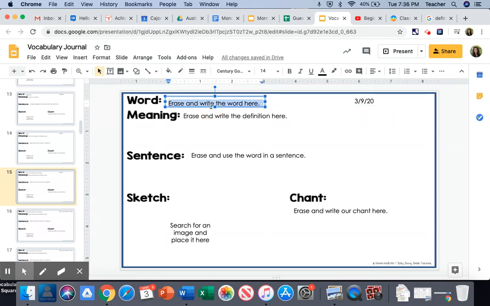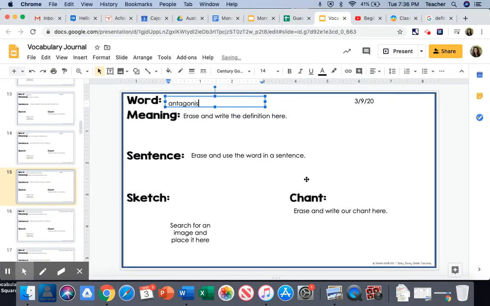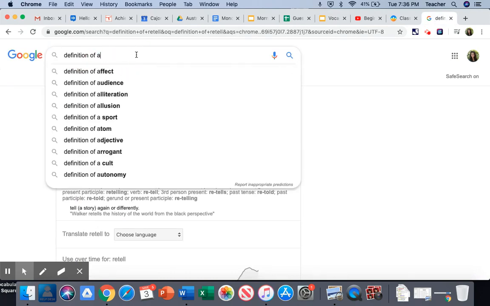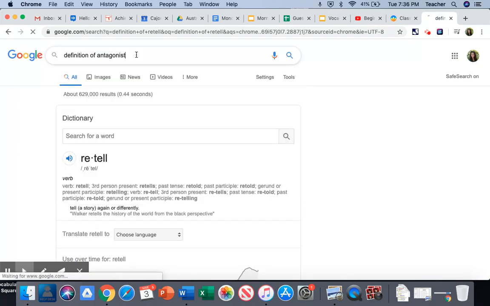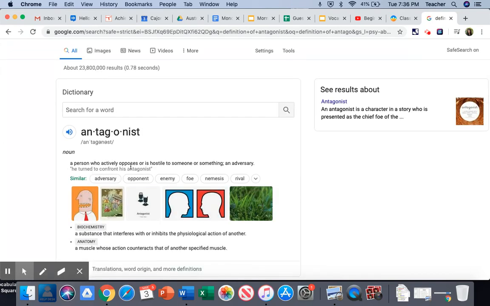The next word is, I forgot the next word. The next word is antagonist. Now we're going to go back to our definition and search the definition of antagonist. A person who actively opposes or is hostile to someone or something, an adversary. So an antagonist is someone who actively opposes. So someone who is the opposition.